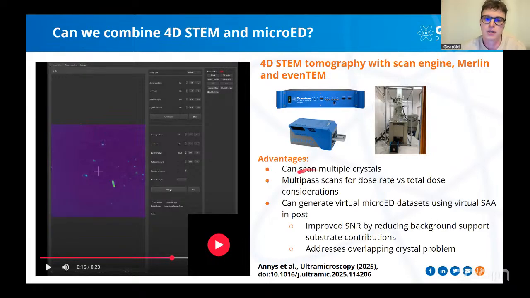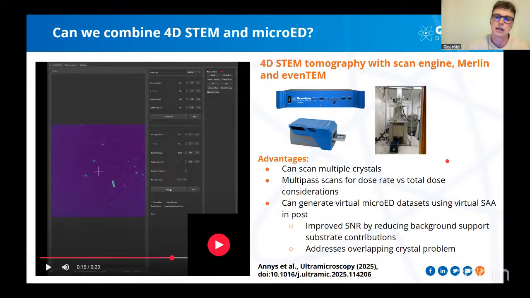This is quite powerful because you can obtain data from multiple crystals, and then you can generate in post-processing these virtual microelectron diffraction data sets using virtual selected area apertures. Each of these pixels has an associated diffraction pattern, so you can obtain these position-averaged diffraction patterns as a function of goniometer tilt. You can precisely choose which pixels contribute to the virtual microelectron diffraction patterns. This can offer improved signal to noise because you reduce the contributions from the background support, and it can also address the overlapping crystal problem.